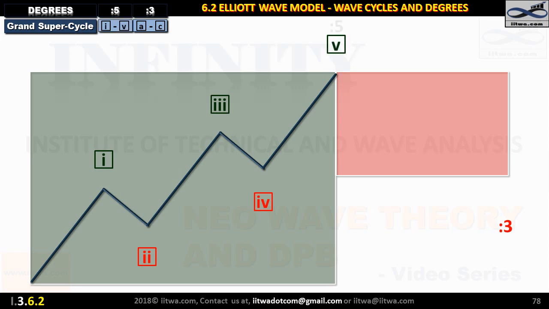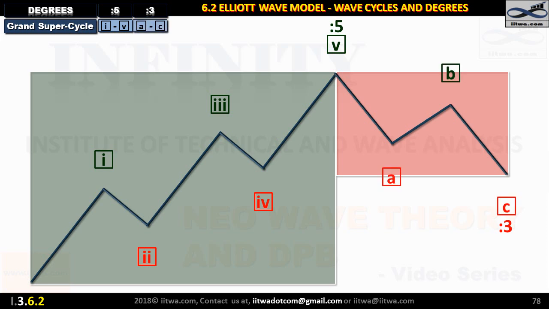This will make again a larger degree impulsive wave, but as of now, it's not our concern, so we will limit up to grand supercycle degree waves. A corrective phase base label means the corrective phase is constructed by 3 grand supercycle degree waves, labeled as lowercase alphabets A, B, and C in square brackets.